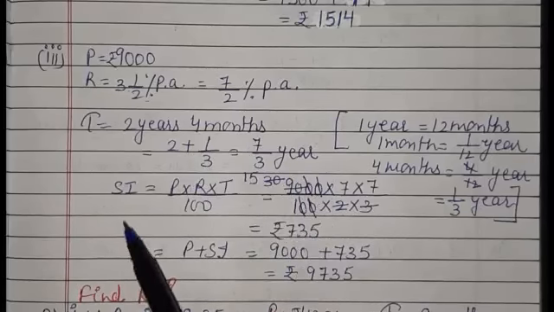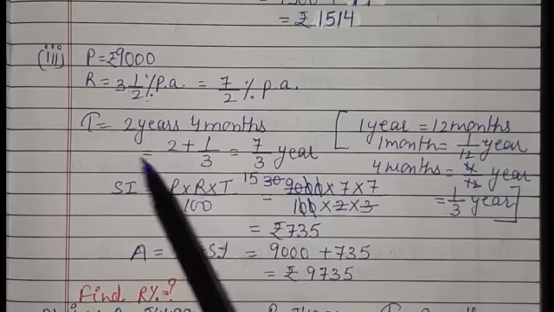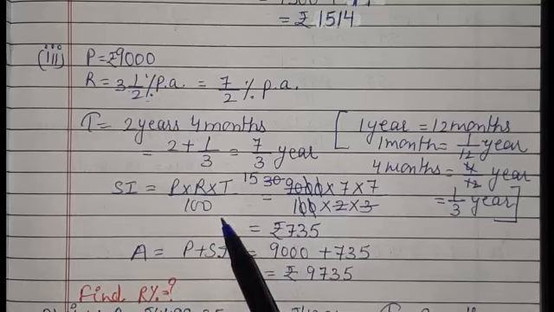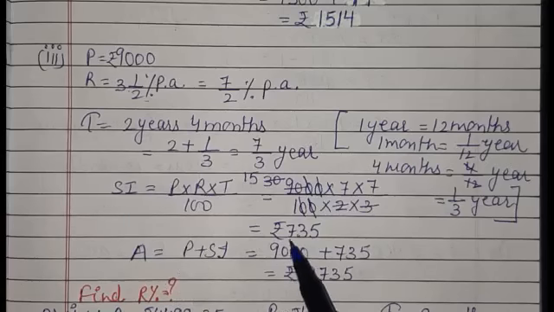Right? Now use this formula, SI is equals to P into R into T upon 100. Put the values of P, R and T in that. Right? And when we will simplify, simple interest will come 735 rupees. This is the answer.